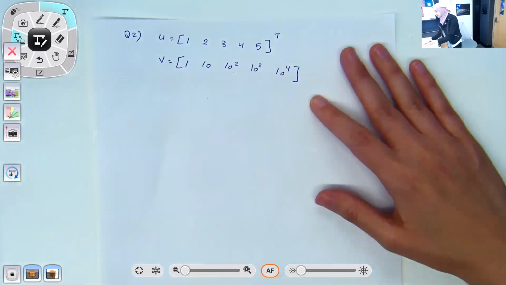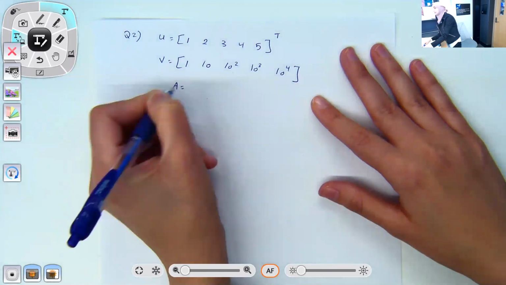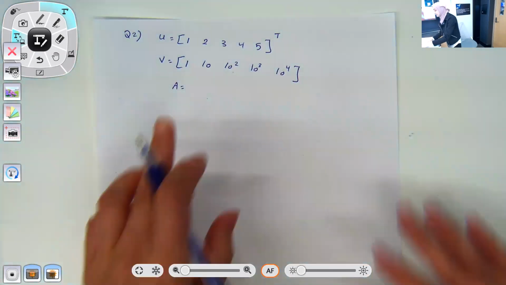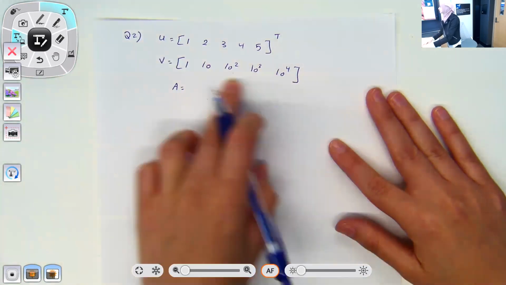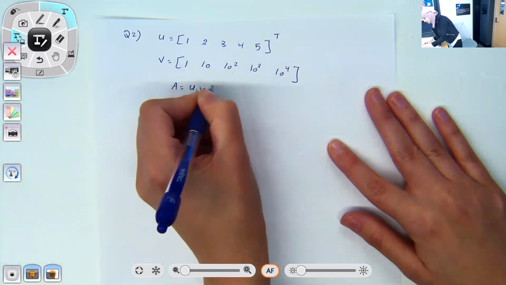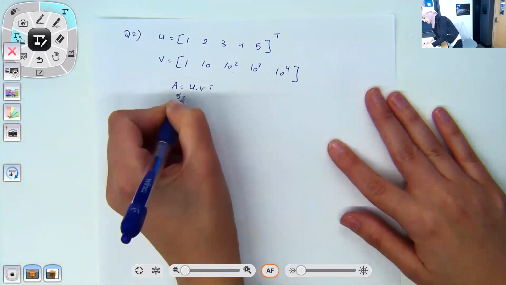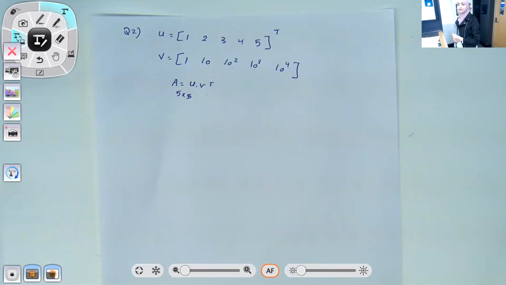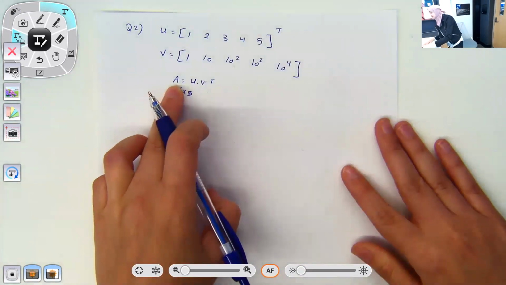If you look here and try to find the matrix A, the dimension of this matrix is 5 times 5, because here we have 5 entries, and here we also have 5 entries. So after the product of U times V transpose, this matrix is 5 times 5. And it's difficult for us to find the determinant of this matrix. So we need to use something which is familiar to us. We need to find the rank of this matrix.